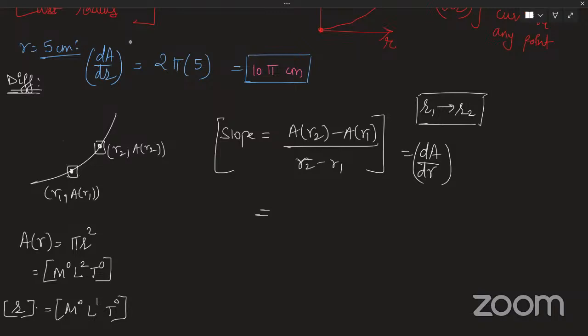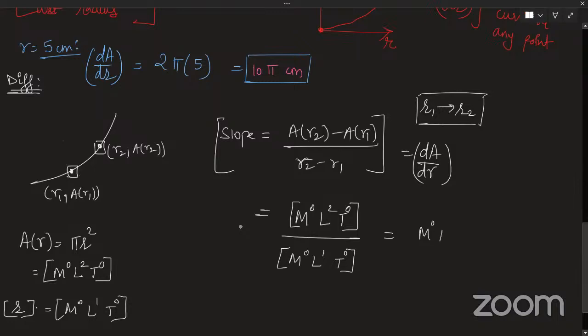So what will be the dimensions of the numerator, A of r2 minus A of r1? Two areas being subtracted from each other, so obviously it will have the same dimension of area. Yes, sir. And what about the denominator? It will have the same dimension as length, M0 L1 T0. So what will be the overall dimensions I'll get? L1, M0, T0. It is the dimension of length.